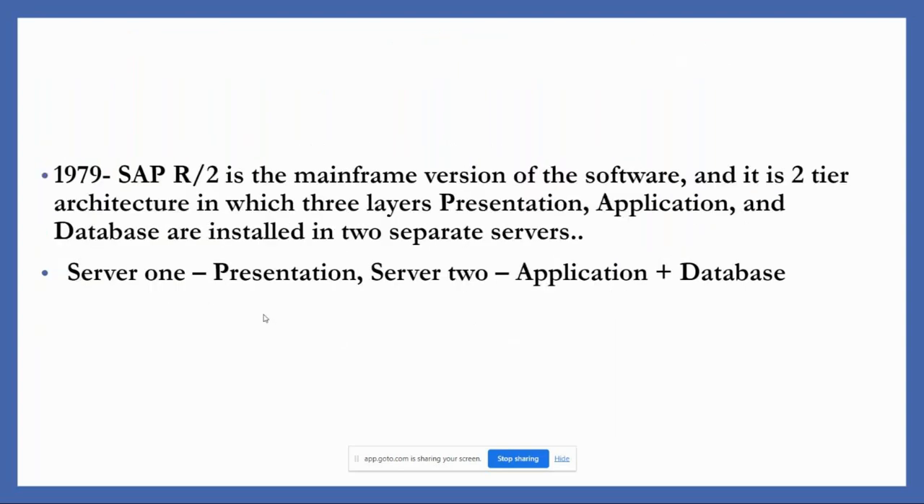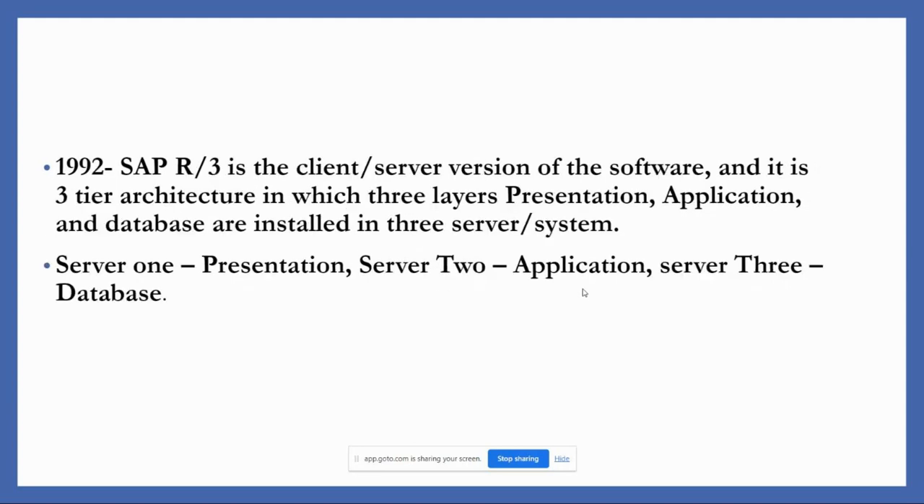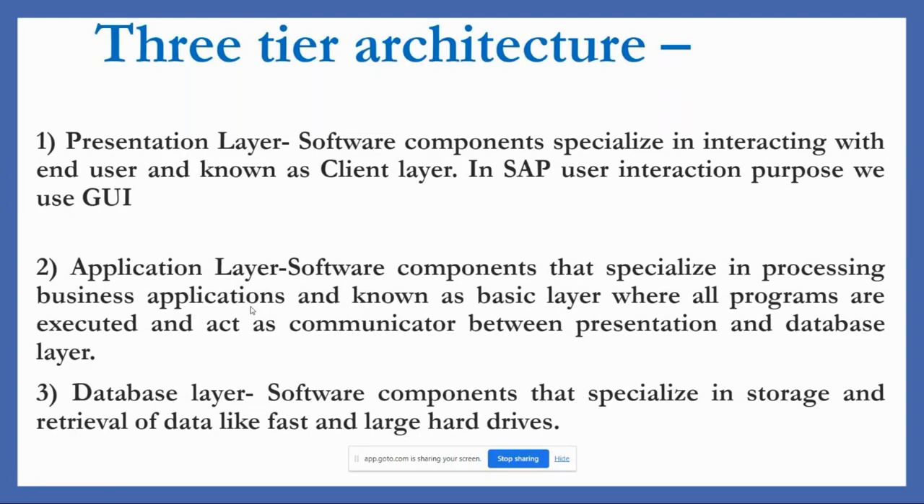After that, they used one presentation but two applications to run the device. They started using two applications so that the server can run very fast. Then again, two applications and three databases were used. That is what we call three-tier architecture: presentation layer, application layer, database.